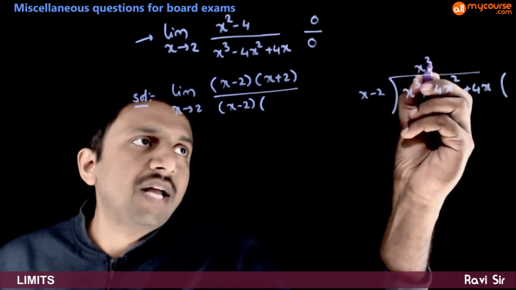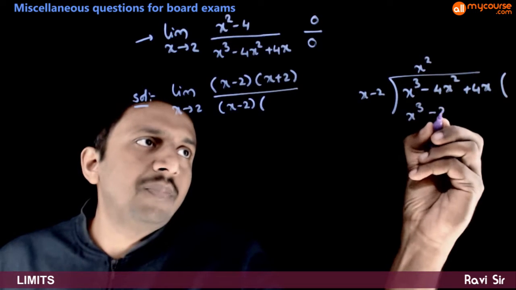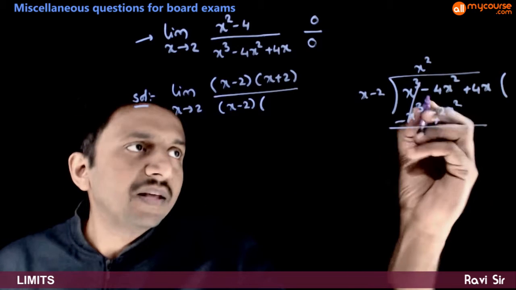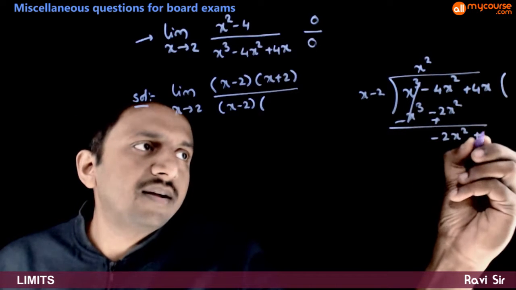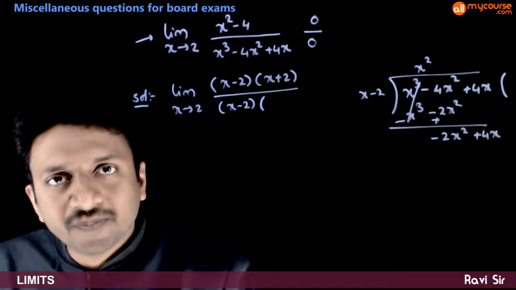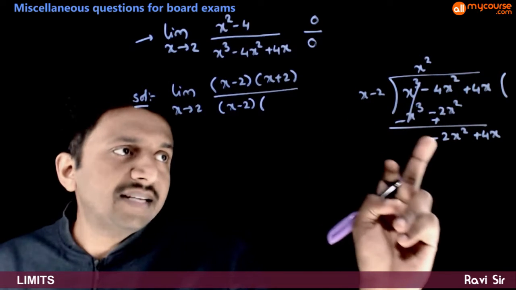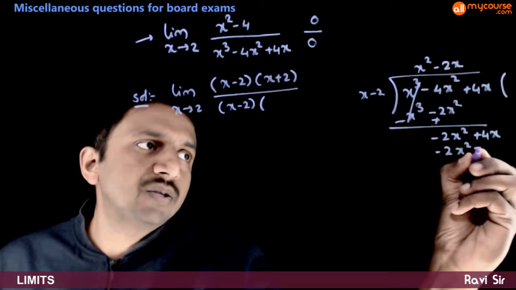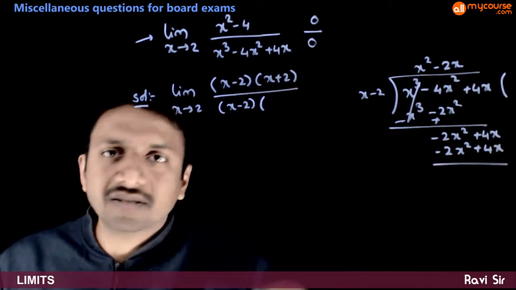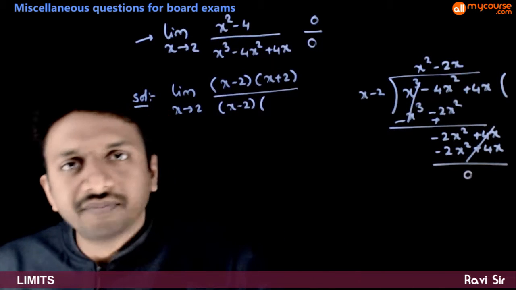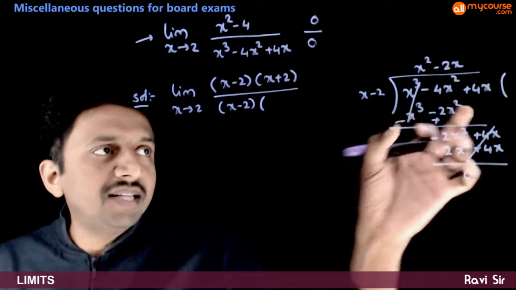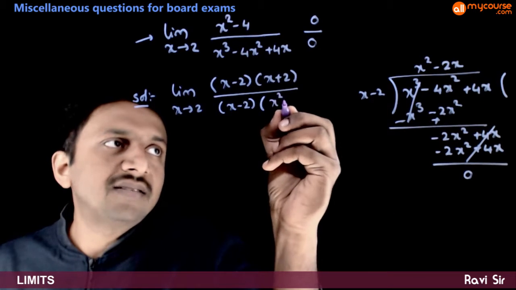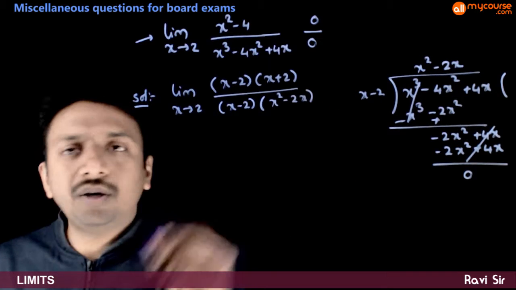So x minus 2 times x square is x cube minus 2x square. So x cube gets cancelled. Minus 2x square plus 4x. So x into minus 2x is equal to minus 2x square plus 4x. These two are getting cancelled. 0 is the remainder. Hence, the given denominator is equal to (x minus 2) times (x square minus 2x).